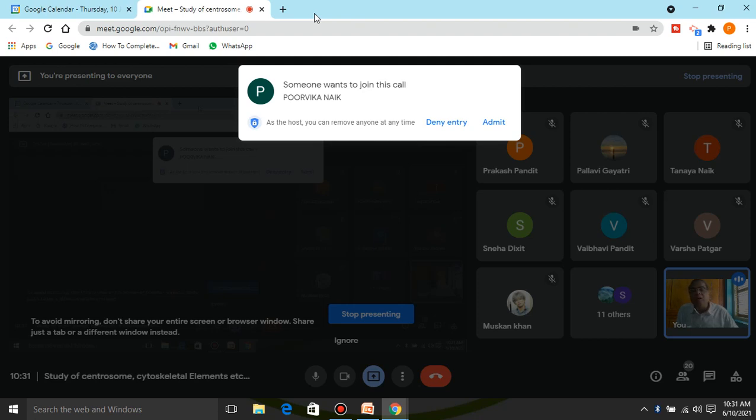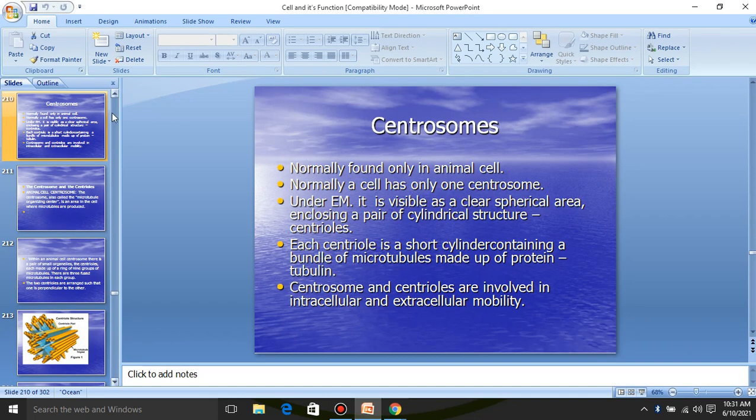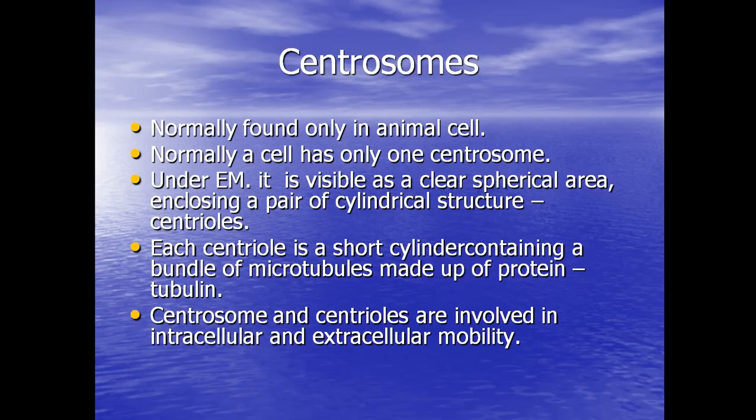some of the other things which are not less important, but are present in a very small quantity, including the organelles. They are not organelles, actually, they are the inclusions. So first, let me complete two things: one is the centrosome and then the cytoskeletal elements, and afterwards we will move on to the other things.